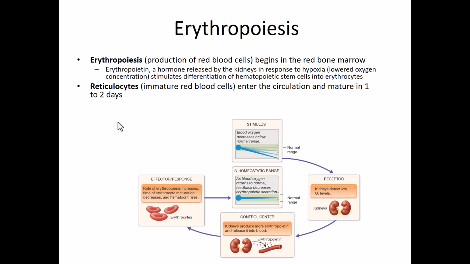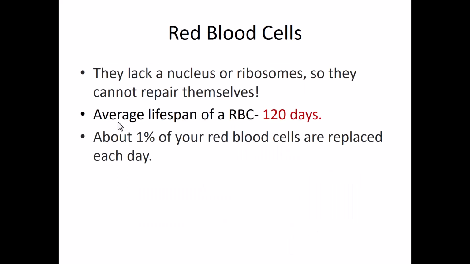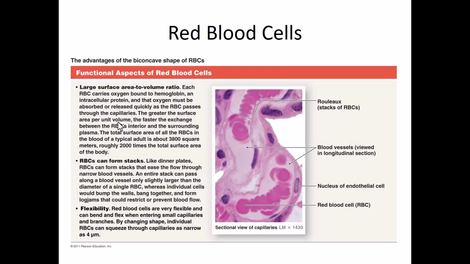Those reticulocytes enter circulation, and it takes 1 to 2 days for a reticulocyte to mature into an erythrocyte. Since they do lack a nucleus and ribosomes, they can't repair themselves, so they live about 120 days. So we said we enter about 2 million per second. About 1% of your red blood cells every day are being replaced. And they do actually have to be replaced pretty often.